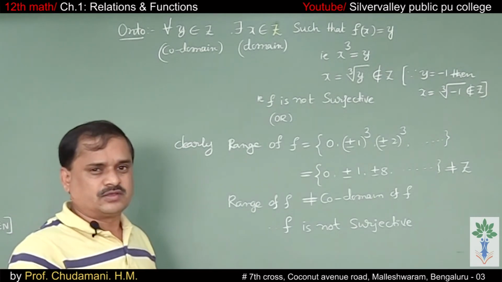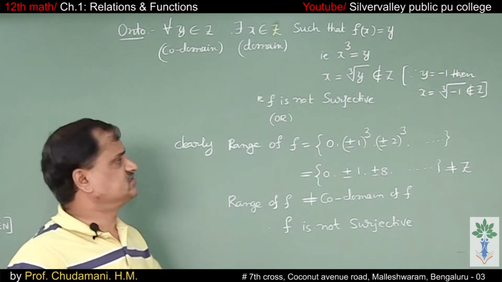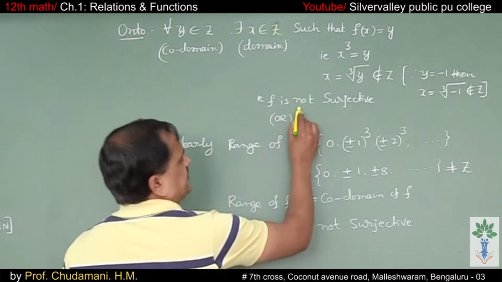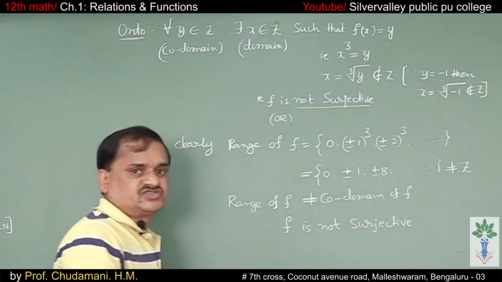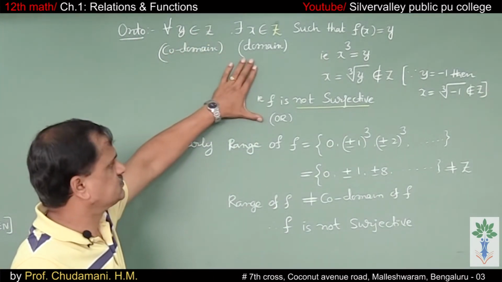Integer, does not belong to integer. Why? Because it is a complex number. So that means f is not surjective. To verify onto, this is one of the methods.